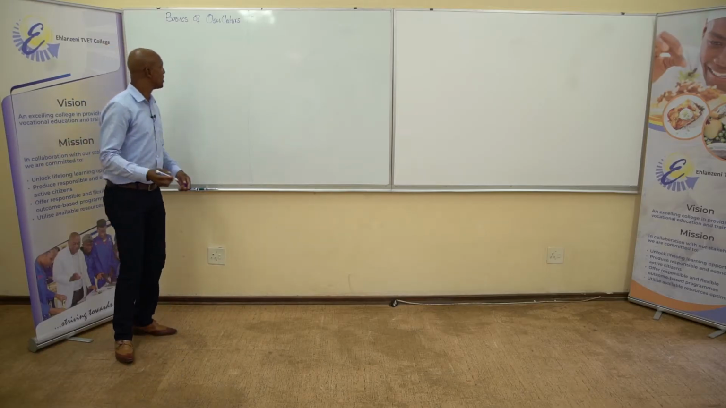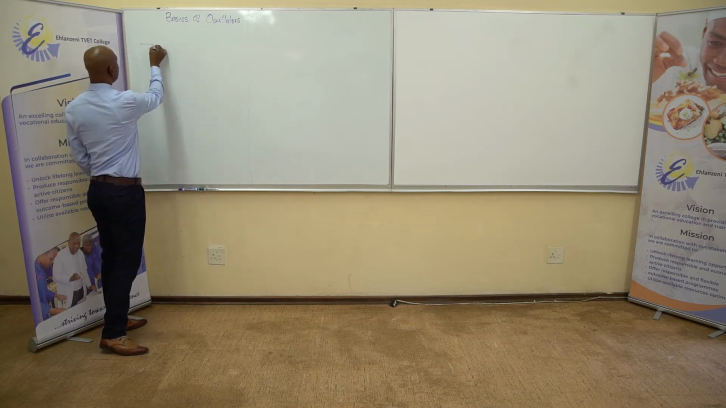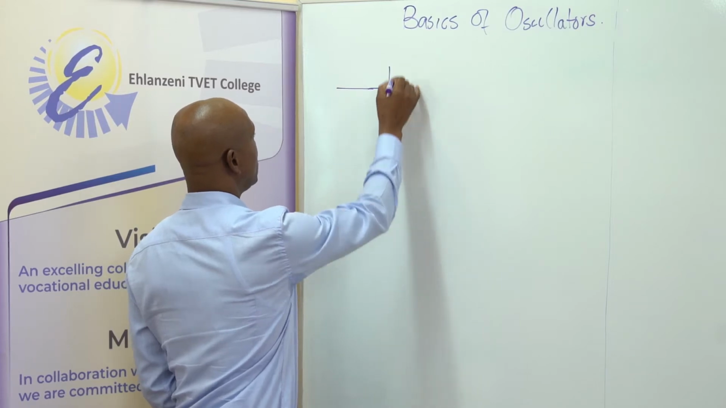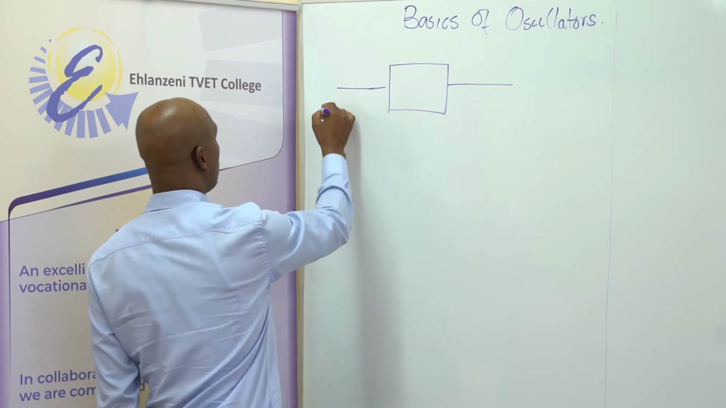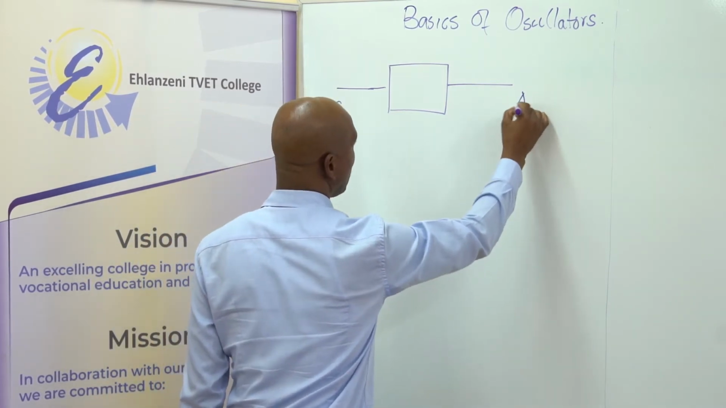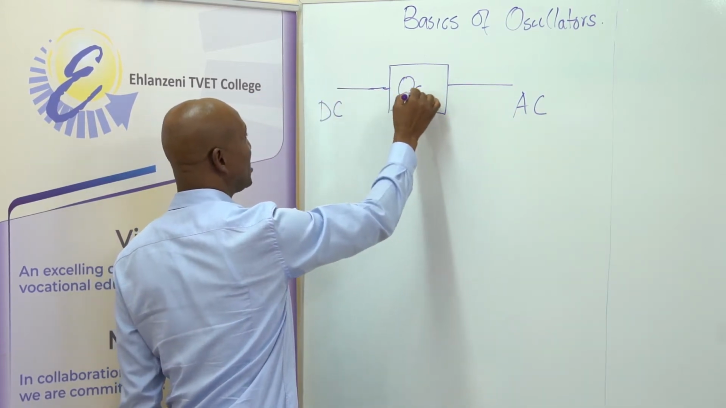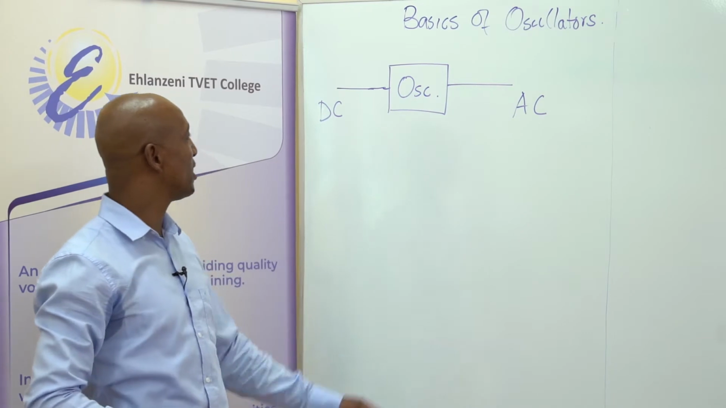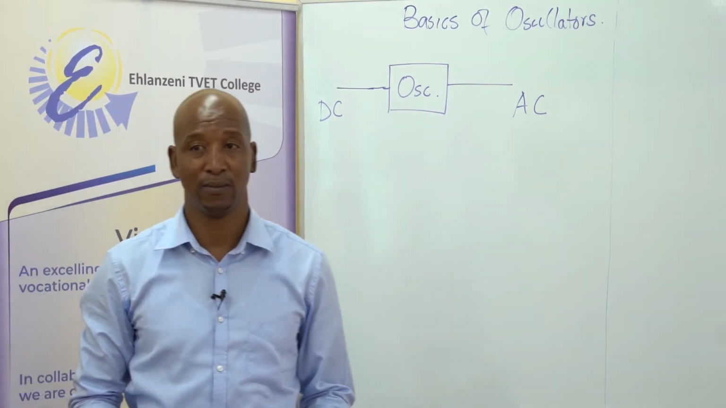It is also capable of converting DC power into alternating current power. So, what does that mean? In a block diagram, an oscillator can simply be described in a fashion like this, where we might have a DC input and the output being an AC. Here I will simply write OSC, so each time I write OSC, you know that it represents an oscillator.